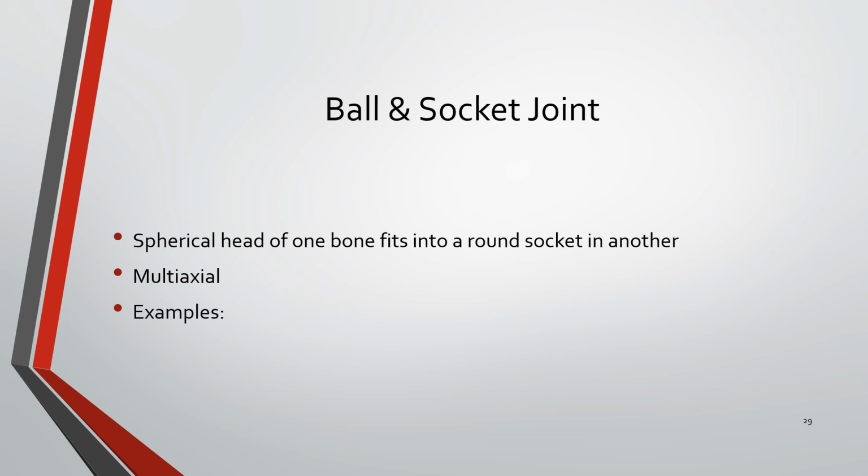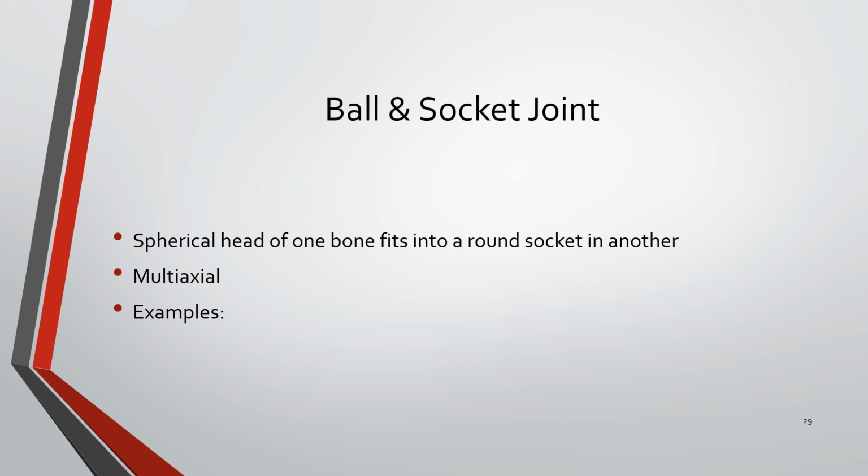Okay. So next we can talk about the ball and socket joint. A ball and socket joint has a head or a ball, you could say, and it fits into another bone that's a round socket. Our ball and socket joints are multi-axial, so they can have movement in all 3 planes of motion. So they can have movement in the frontal plane, sagittal plane, and transverse plane. So they can kind of do anything.